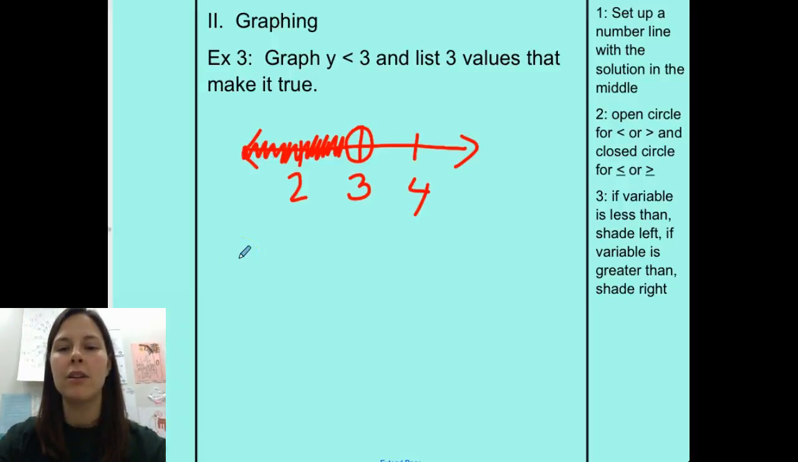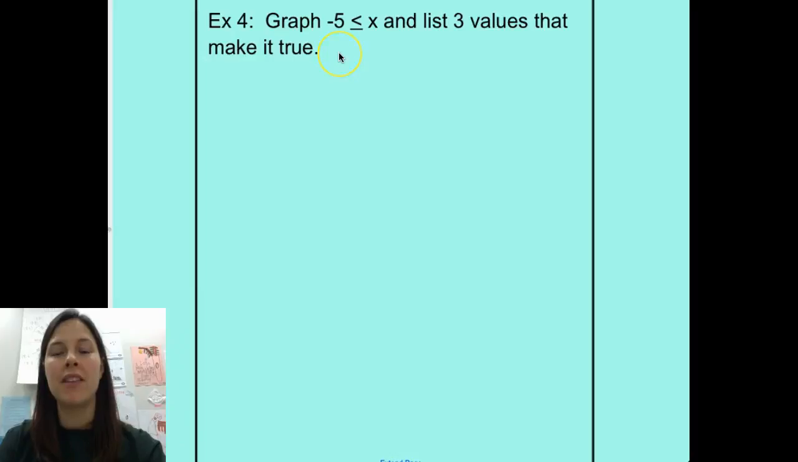3 values that would work, of course, we could have -1,628. We could have 0, or we could have 2.9968. The next inequality we're being asked to graph is very tricky because the variable is on the wrong side.